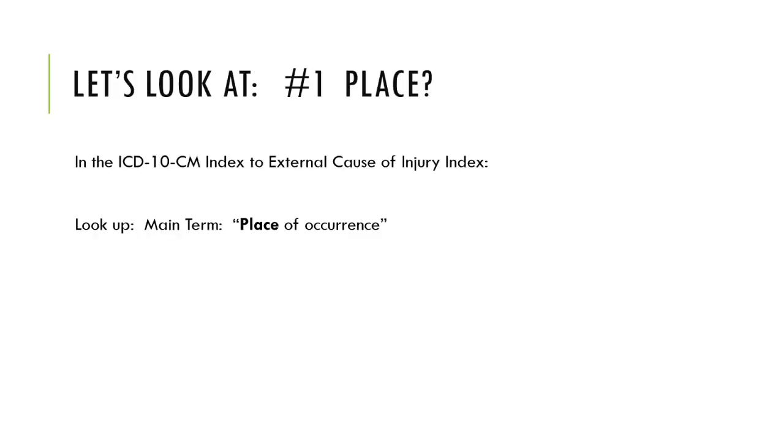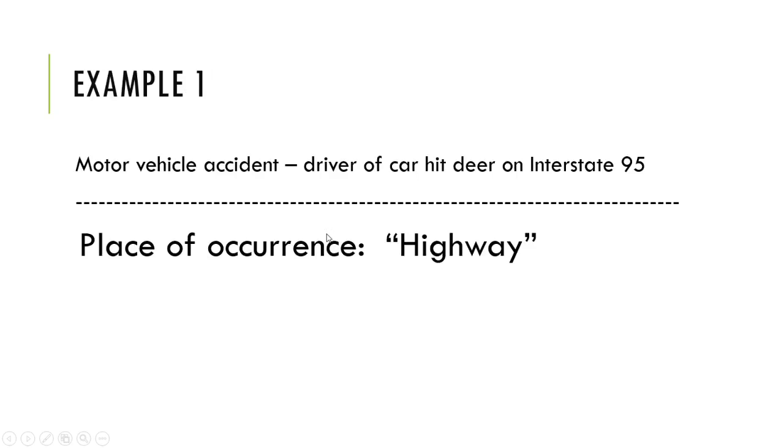So again, place of occurrence. In ICD-10-CM, the Index to External Cause of Injury Index, look up the main term place, place of occurrence. So, looking at our example, I asked you before with the motor vehicle accident where the driver of the car hit a deer on Interstate 95. The place of occurrence for this would be highway. How would we code this place of occurrence? Highway. That's example number 1.